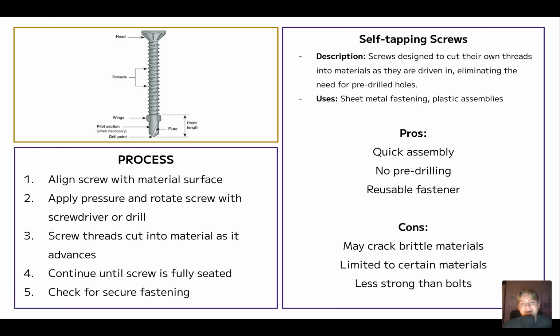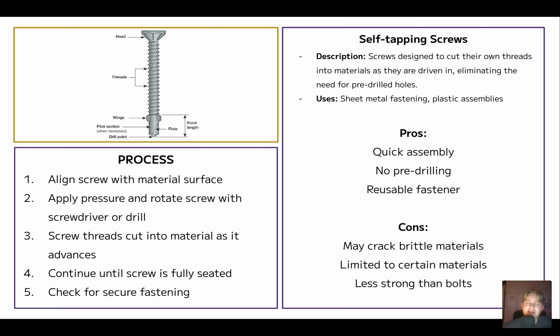So the pros of it is that it creates very quick assembly, which means we have no pre-drilling. It's faster, more efficient in some circumstances, and it's also very reusable. It's a reusable fastener, so we can take it out and reuse it again, unlike rivets.